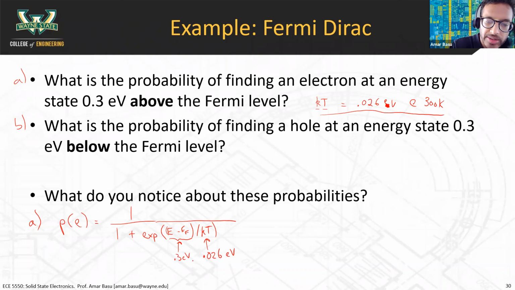That shortcut is helpful because now you just have an exponential with 0.3 electron volts at the top and 0.026 electron volts in the bottom, numerator and denominator here. So the electron volts cancel. You just end up with 0.3 divided by 0.026. So it simplifies the calculation a little bit.